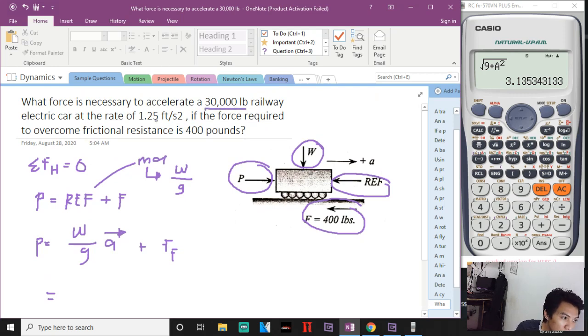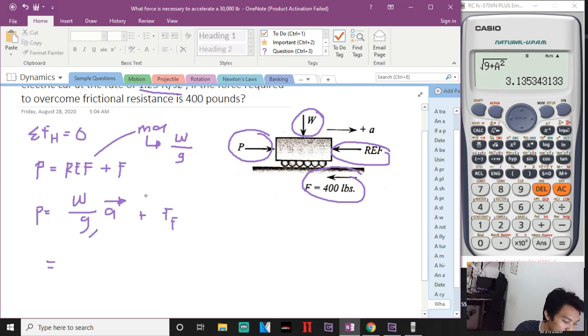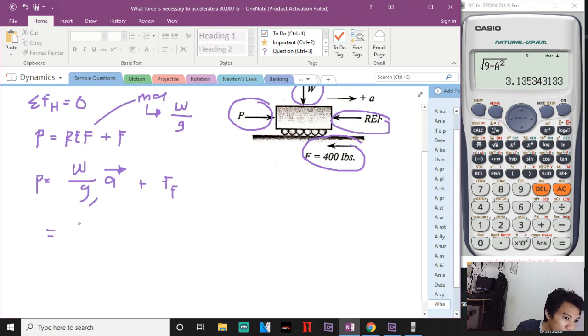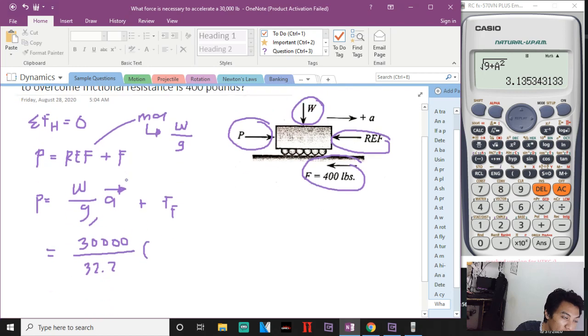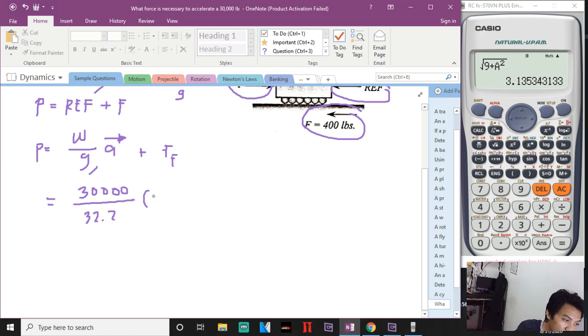Okay? Tapos meron ang acceleration. Meron ka ding gravity. Constant naman yun. Okay? This is 30,000 divided by yung g, that is 32.2 feet per second squared. I-multiply mo na rin ang acceleration mo na binigay dito. That is 1.25 feet per second squared. Plus yung F. Okay? Ito, feet per second squared, feet per second squared. Ibig sabihin, ang lalabas na lang dito is pound. Plus mo ng 400.